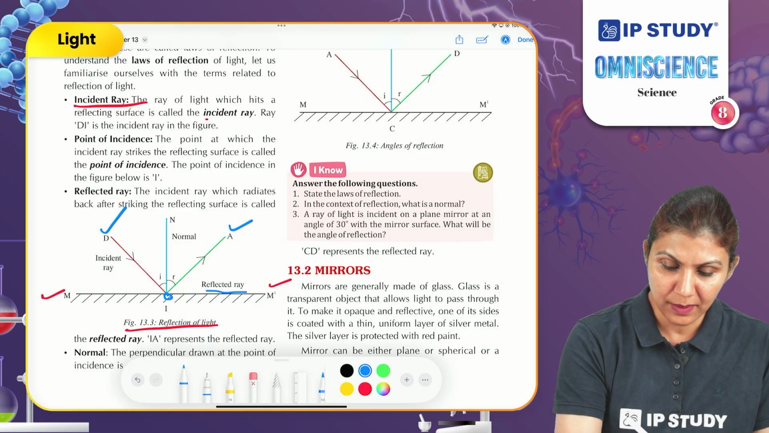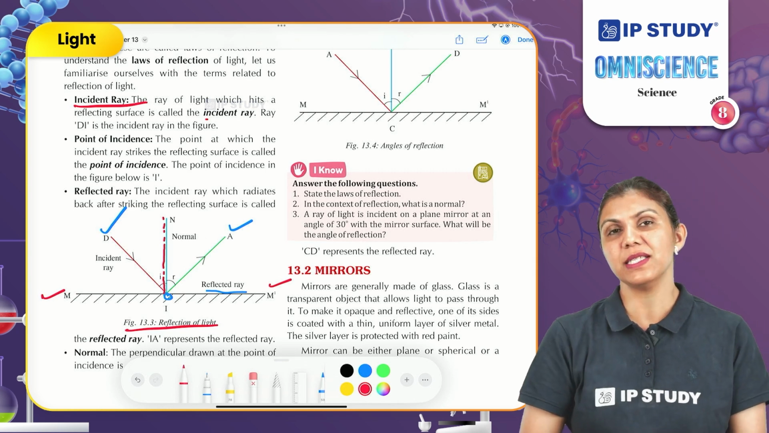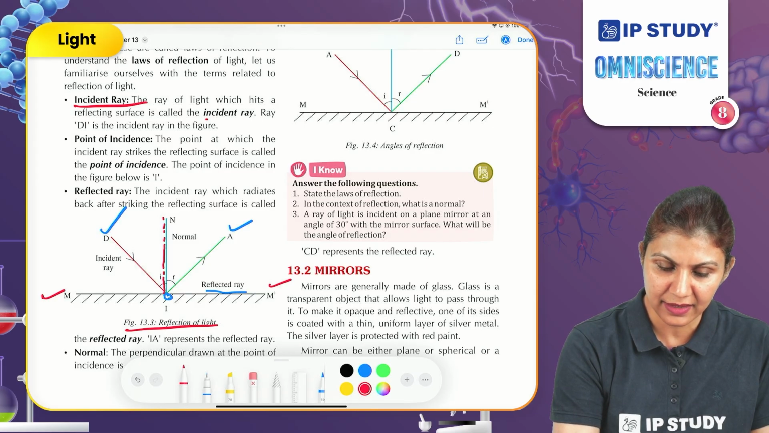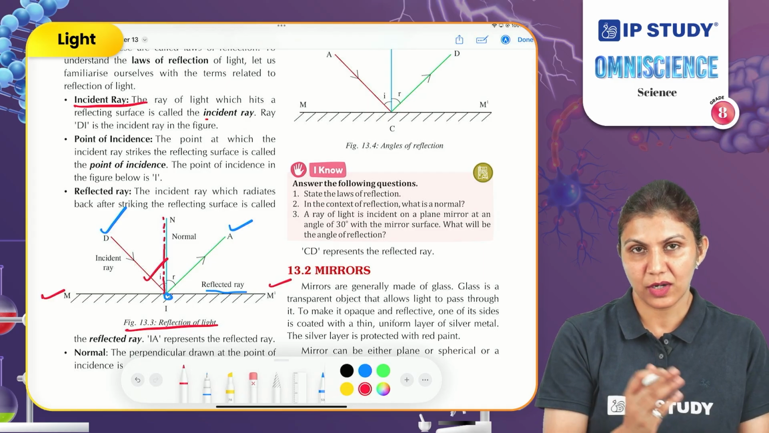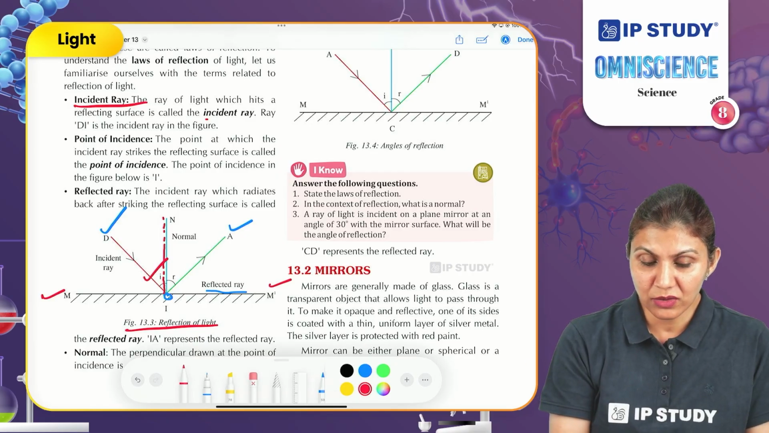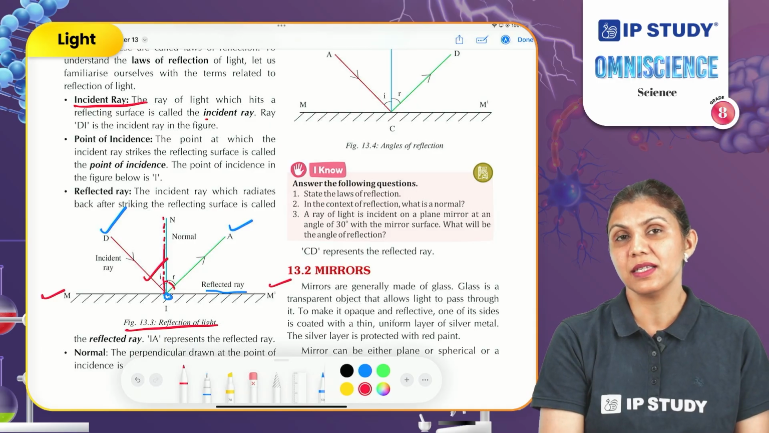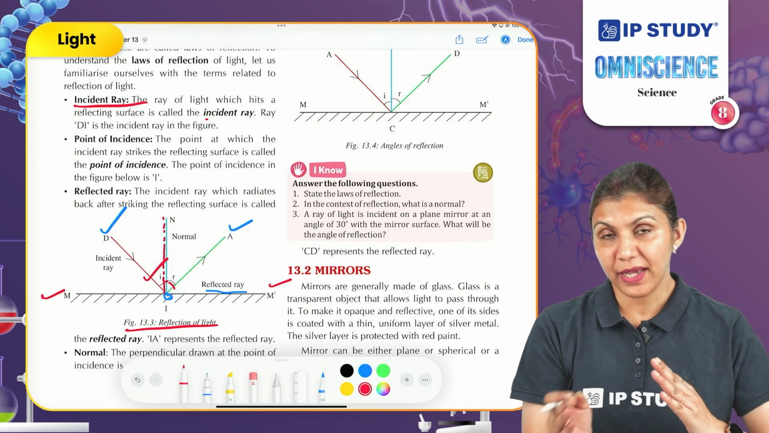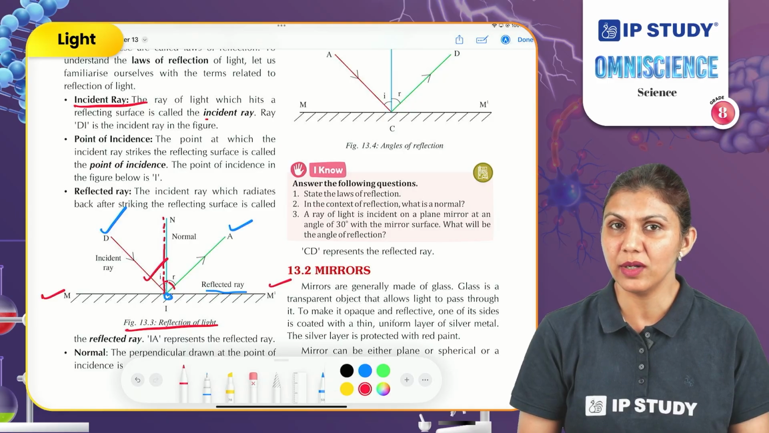If we draw a perpendicular, which is an imaginary perpendicular on the surface M and M dash, you will find that the incident ray makes an angle I, which is called the incidence angle, with the normal. What is normal here? An imaginary perpendicular. Now, also you will observe that the reflected ray is making an angle with this imaginary perpendicular called normal. If you compare these angles, you will find that both of these angles are of equal measure.